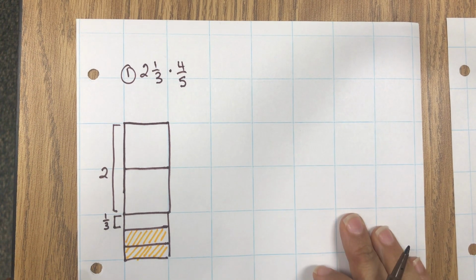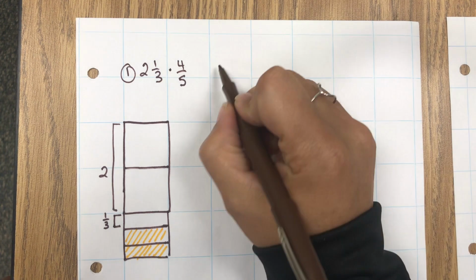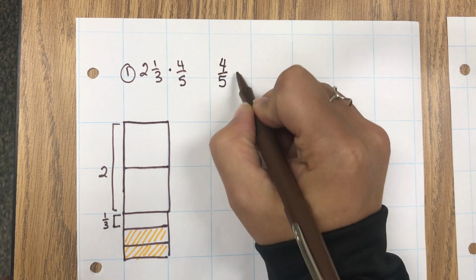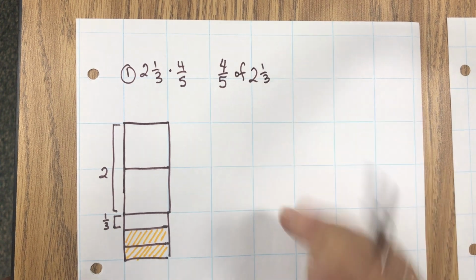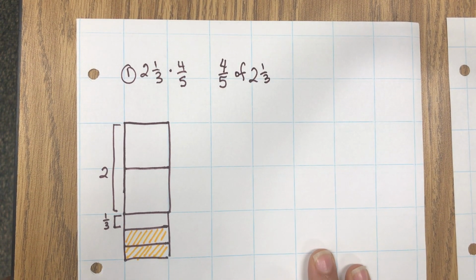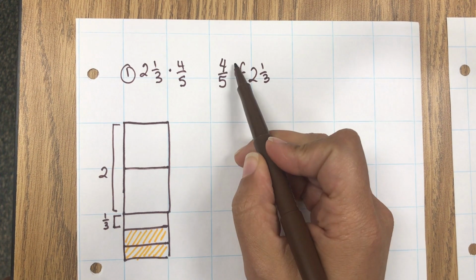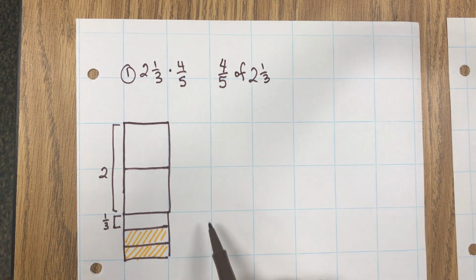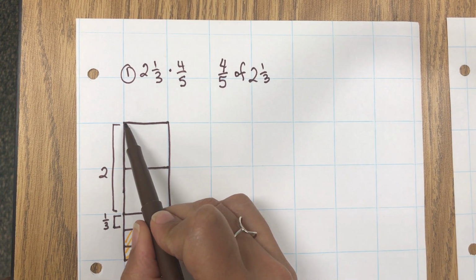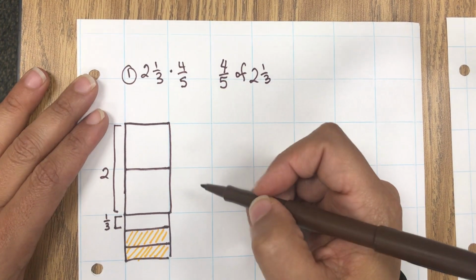I have 2 1/3, and I want to multiply it by 4/5. So I want 4/5 of 2 1/3. That's what I'm asking myself. Since I want 4/5, this is not a whole. If I look at this dimension, usually I do horizontal for the second factor. I already have 1 whole here, so I just need to divide it into fifths.